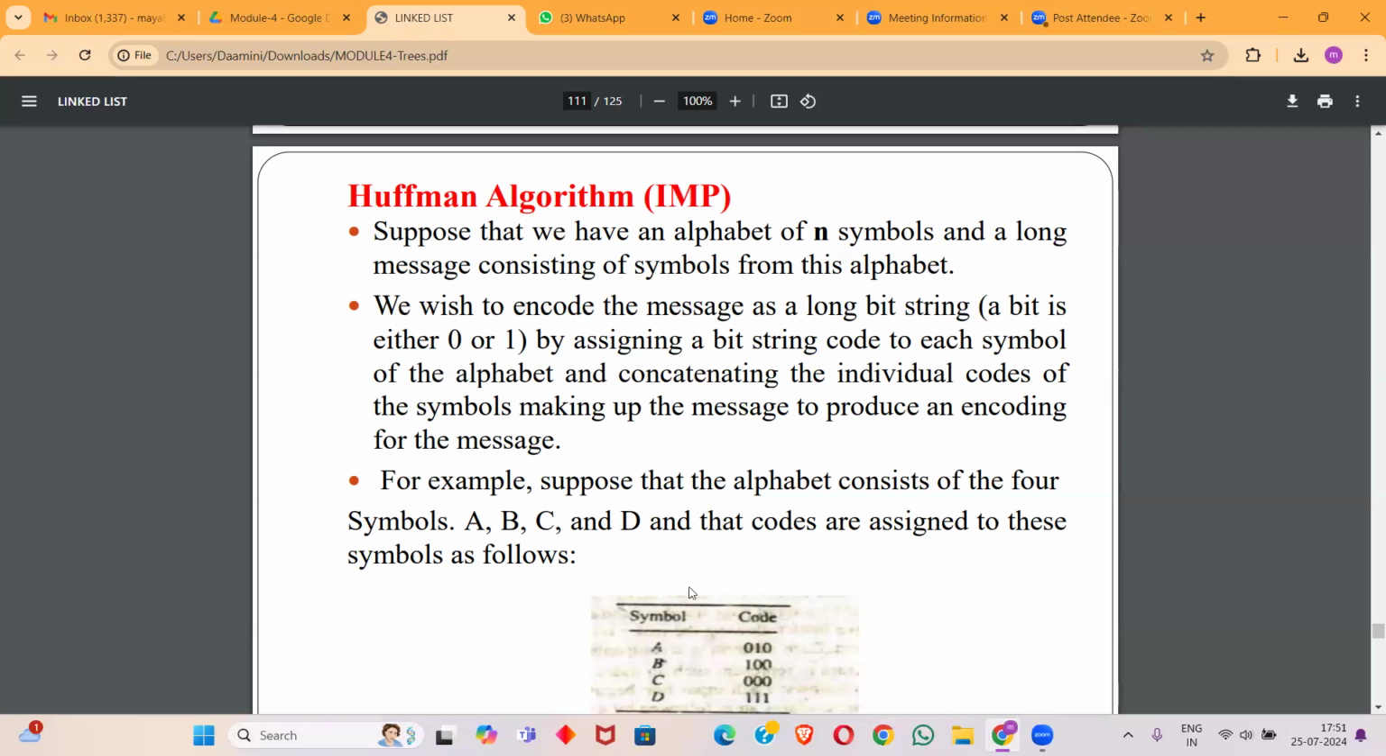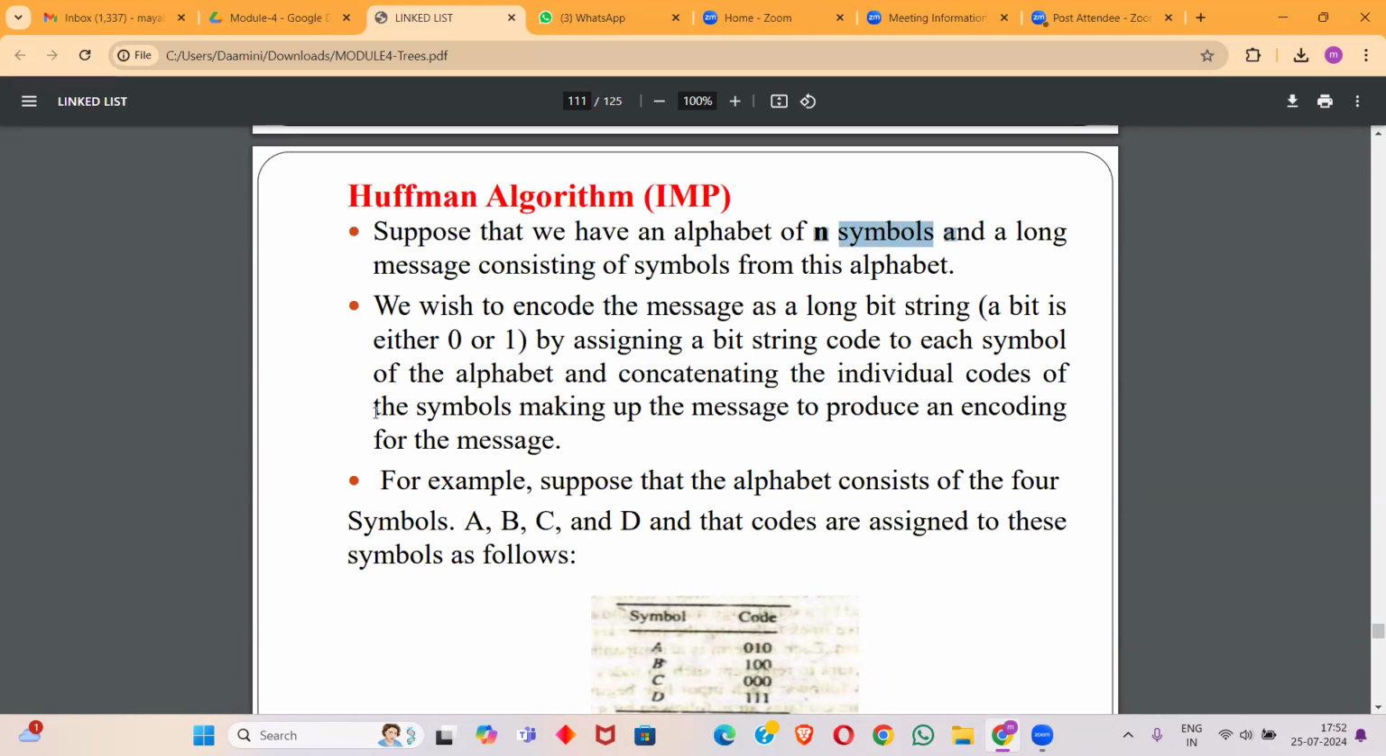This algorithm says we have a long set of inputs, and I want to convert them into encoded messages and decide how to represent the message. You will only be asked generally to explain the Huffman algorithm. We wish to encode the messages as a bit string by assigning either 0 or 1 to each and every symbol. There are n symbols, and each symbol has to be encoded with zeros and ones.